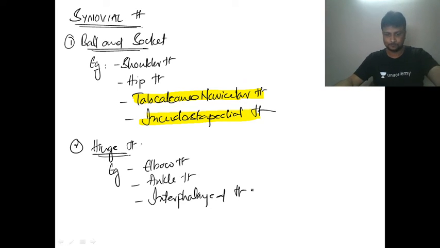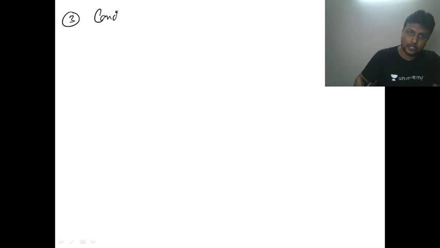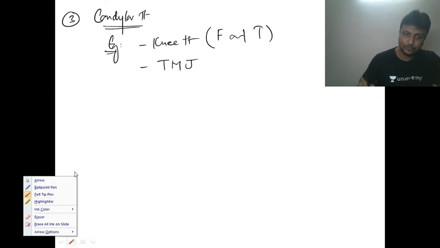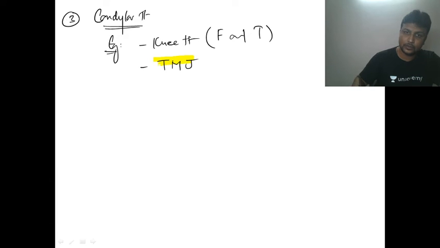Next one. Now welcome to the third category here. The third subtype, the condylar joint. Condylar joint example, I already told you, is the knee joint, guys. And in the knee joint, the condylar joint is between the femur and the tibia. And not only that, one more important one which I did not tell you till now, that is your TMJ, temporomandibular joint. Yes, the temporomandibular joint is another very good example of your condylar joint, guys. Remember this one.